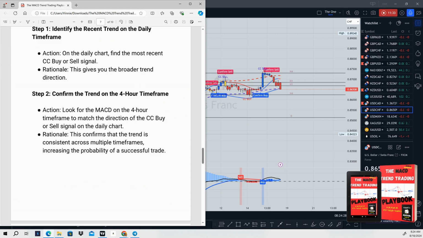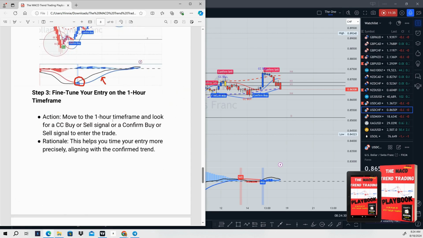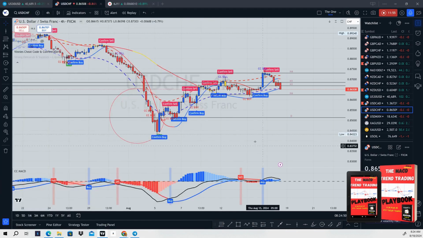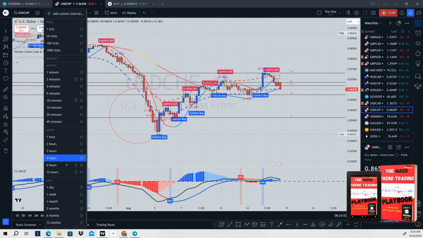Next step, third step, is fine tune your entry in the 1-hour time frame. So action: move to the 1-hour time frame and look for a CC buy or confirmed buy to enter into the trade. Rationale: this helps you time your entry more precisely, aligning with the confirmed trend. So let's go to the 1-hour time frame now to find our entry.